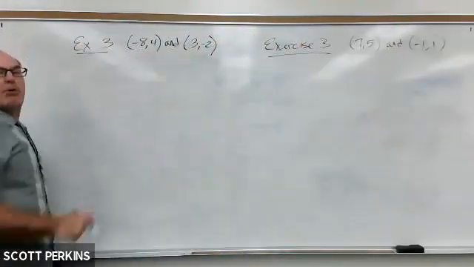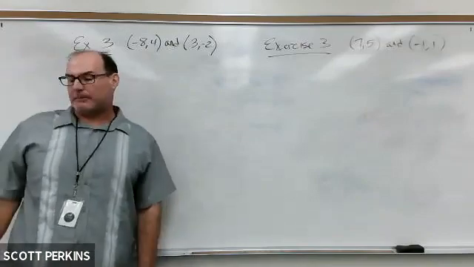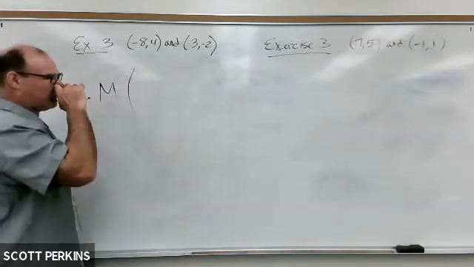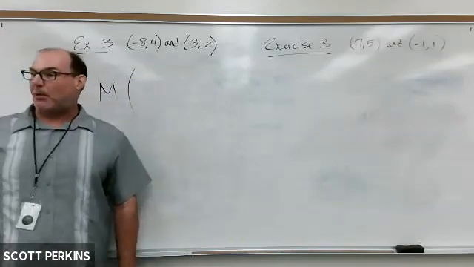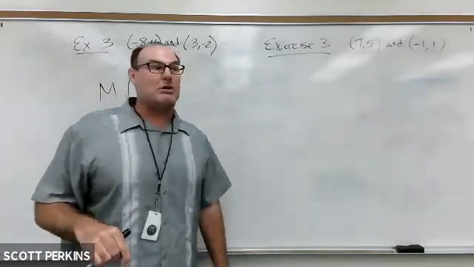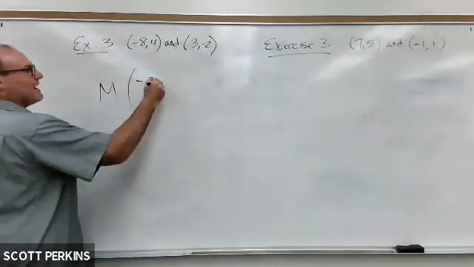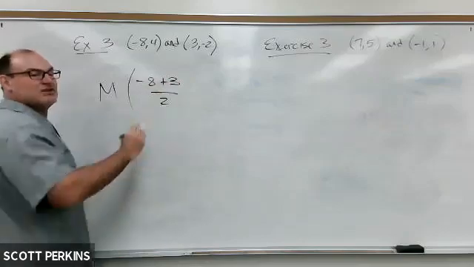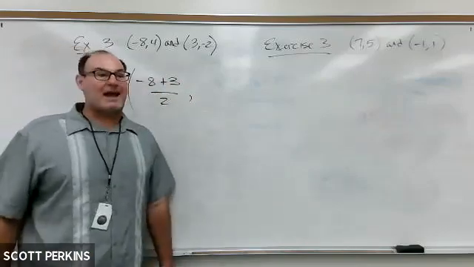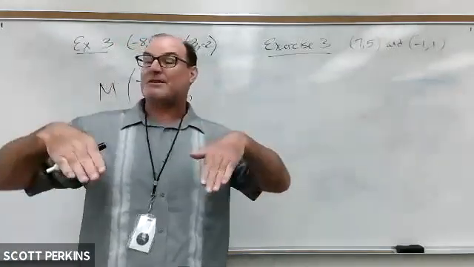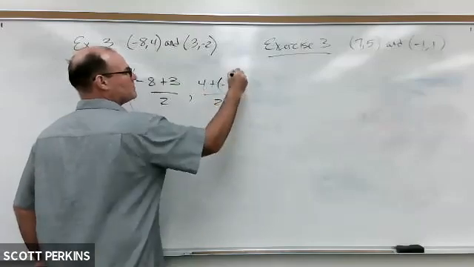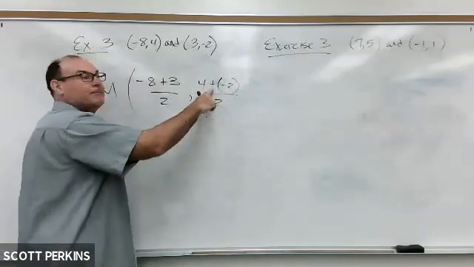So I need to find the midpoint between these 2 points right here. My midpoint is going to look like this. The x coordinate of the midpoint is what I get when I add up the x values and then divide by 2. So the x values here are -8 plus 3 divided by 2. The y coordinate of the midpoint is what I get when I add up the y coordinates and divide by 2. So here we go, 4 plus -2 divided by 2. Remember, this time we're adding, we're not subtracting.